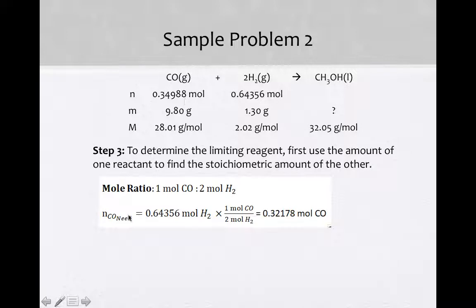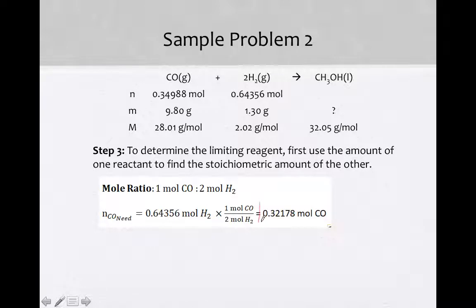So looking at this, we have our mole ratio. We have 1 mole of carbon monoxide to 2 moles of hydrogen. So if I'm trying to solve for the amount of carbon monoxide that we would need, we're taking the amount of hydrogen that we actually have in this experiment, which is 0.64356 moles of hydrogen. And now we're multiplying it by 1 mole of carbon monoxide, because that's the one that we want to get. And we're dividing by 2 moles of H2, which will cancel out our H2s here. And we get 0.32178 moles of carbon monoxide.